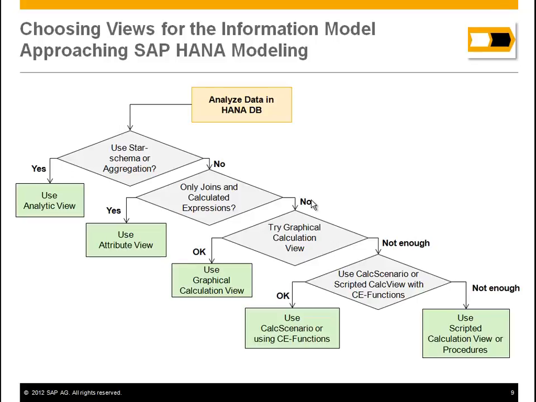On this slide, we have a flow chart which can help you in deciding which view to use for your reporting requirements. If you have a simple aggregation or you just want to create a star schema, then an analytic view would be sufficient for your reporting needs. However, if you want to add joins or calculated expressions, then the next option is to use an attribute view and add that attribute view to an analytic view. If you have any more complex requirements, for example, you want to add a union between two analytic views, then the next option is the graphical calculation view.